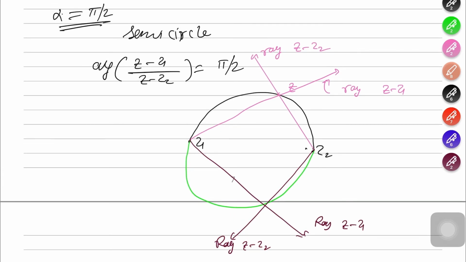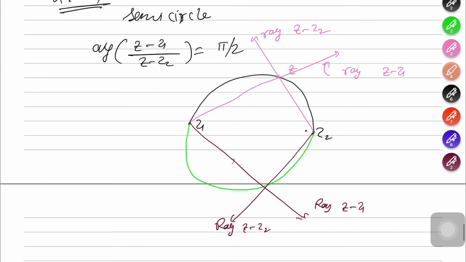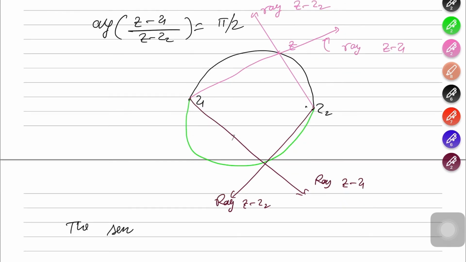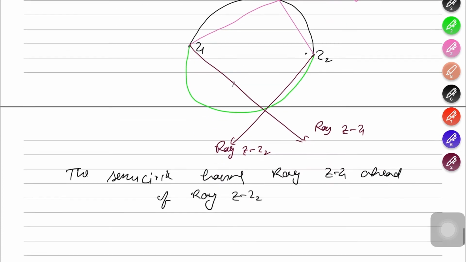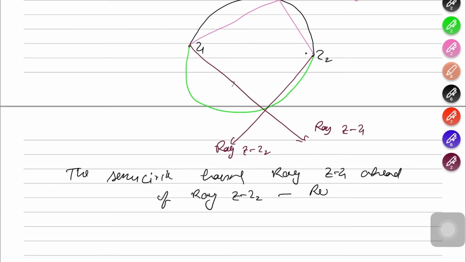So how do we know which semicircle represents the argument of (z minus z1) upon (z minus z2) equal to pi by 2? That is decided by the semicircle having ray z minus z1 ahead of ray z minus z2. That is the required locus of the semicircle.